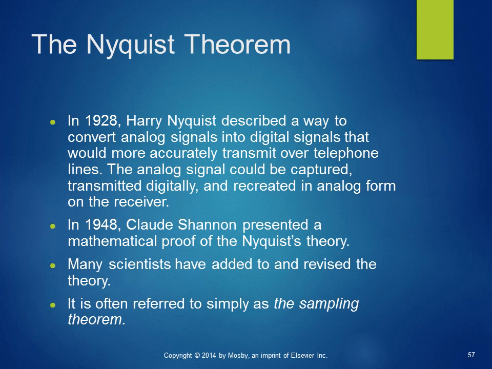The Nyquist theorem. In 1928, Harry Nyquist described a way to convert analog signals to digital signals that would more accurately transmit over telephone lines. The analog signal could be captured, transmitted digitally, and recreated in analog form on the receiver. In 1948, Claude Shannon presented a mathematical proof of the Nyquist theory. Many scientists have added to and revised the theory. It is often referred to simply as the sampling theorem.